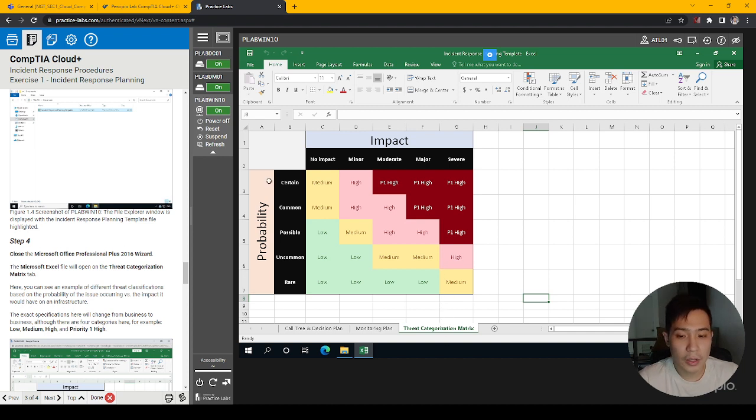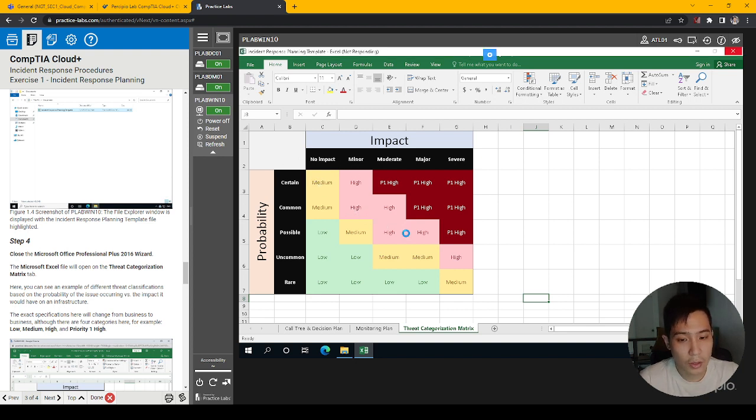Now here you can see an example of different threat classifications based on the probability of the issue occurring versus the impact it would have on an infrastructure. So the exact specifications here will change from business to business, although there are 4 categories here. For example, we have low, medium, high, and priority 1 high.